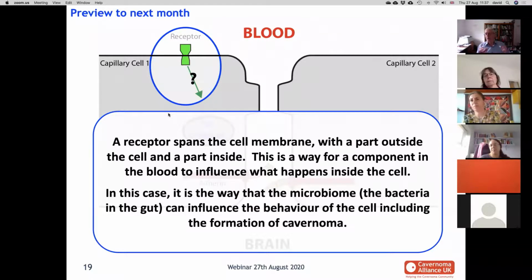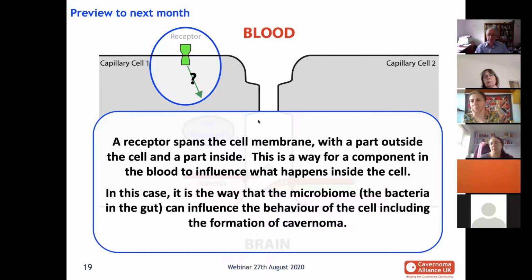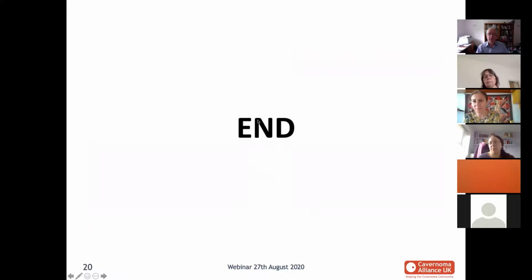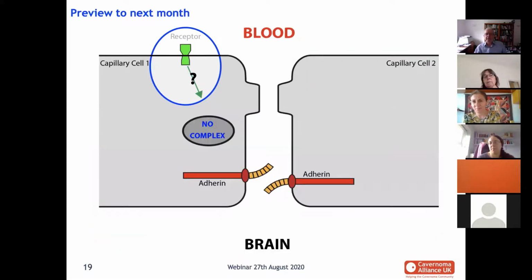But then the question was, which was cause and effect? Because at that point you didn't know. But a lot of work's been done on that since. It's a very exciting story. In order to get a Cavernoma, you have to trigger this receptor up there with something from your gut. And so when I said that having the lack of a complex, was that enough to cause a Cavernoma to form? It wasn't, because you have to have something from the gut as well.